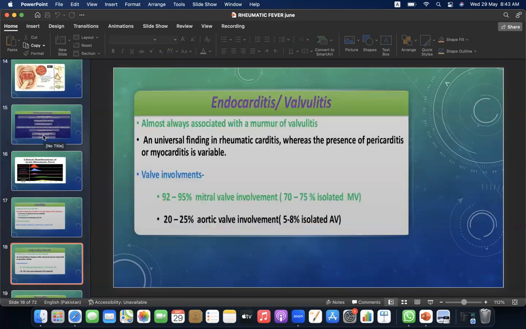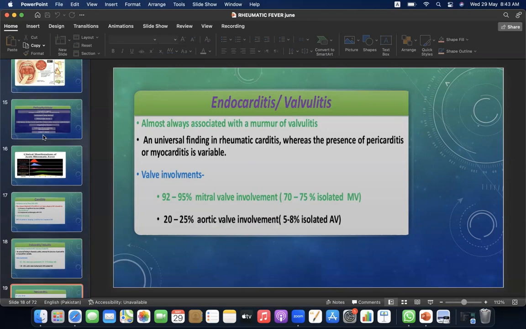Endocarditis, almost always associated with the murmur of valvulitis, is a universal finding in rheumatic carditis, whereas the presence of pericarditis or myocarditis is variable. Involvements are 92 to 95% mitral valve involvement and 20 to 25% aortic valve involvement.